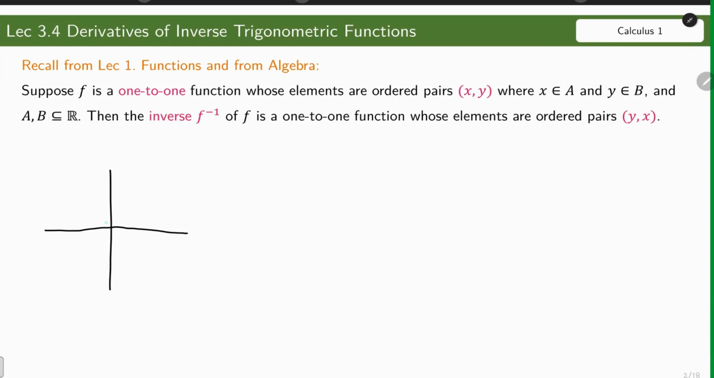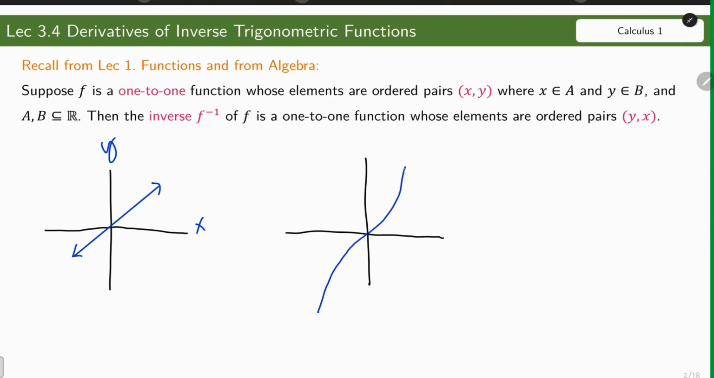So for example, we have a line. What else? A cubic function. This is also one-to-one. Graphically, how will we know if a function is one-to-one? When we draw a horizontal line, the horizontal line will cross exactly one point on the graph. So that is when we know that a function is one-to-one.